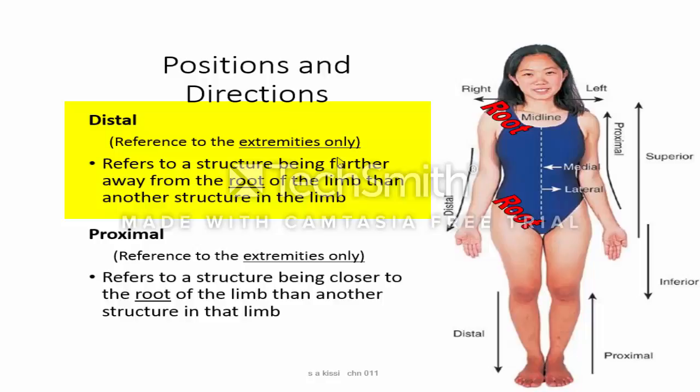Distal, if you want to remember this point, distant. When we say something is distant, then it's further away. So structures that are distal are said to be structures that are further away from the root. So we can give examples as the finger bones are distal to the wrist bones. Proximal is structures that are closer to the roots of attachment. So we can say that the arm bone is proximal to the radius.